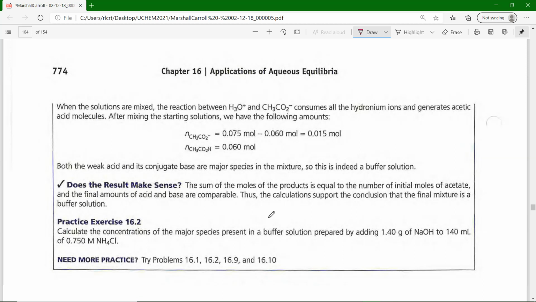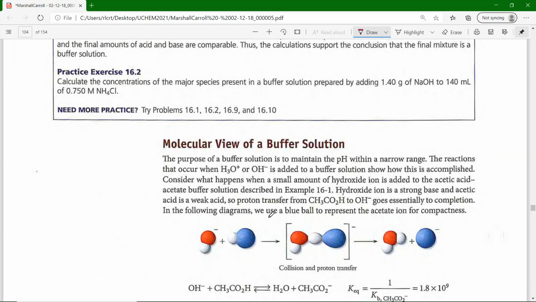Okay, let us try this one here. Calculate the concentrations of major species present in a buffer solution made by adding 1.4 grams of NaOH. The molar mass of NaOH, I've done that lots of times, is 40 grams per mole. So the moles of NaOH, and it's just the hydroxide we care about, the Na plus just swims around doing nothing, is 1.4 divided by 40, which is 0.035 moles.